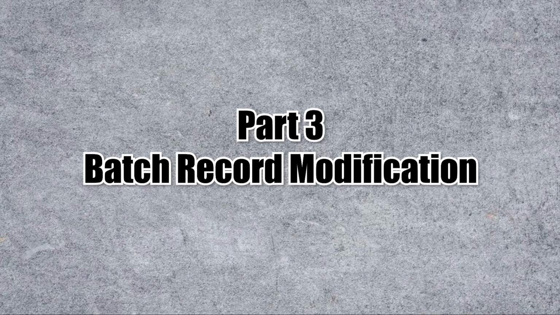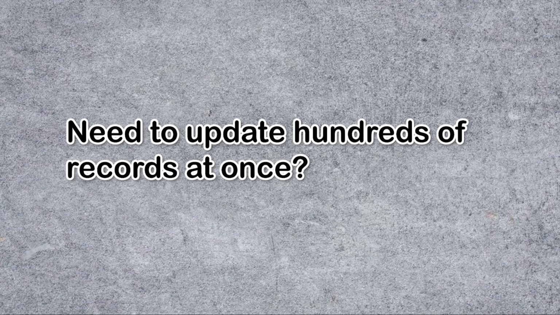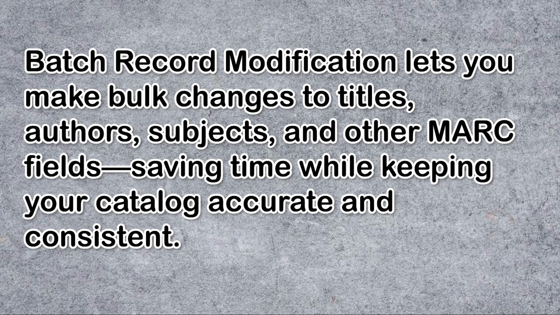Part 3. Batch record modification. Need to update hundreds of records at once? Batch record modification lets you make bulk changes to titles, authors, subjects, and other MARC fields, saving time while keeping your catalog accurate and consistent.